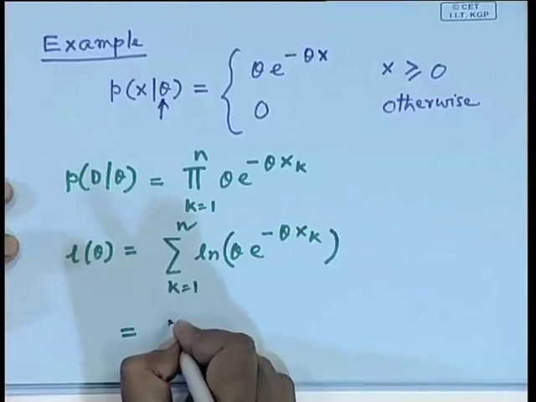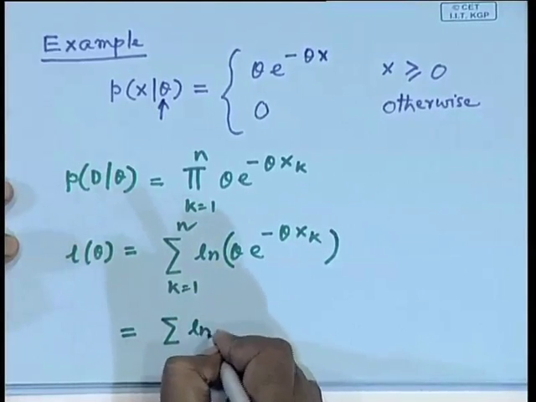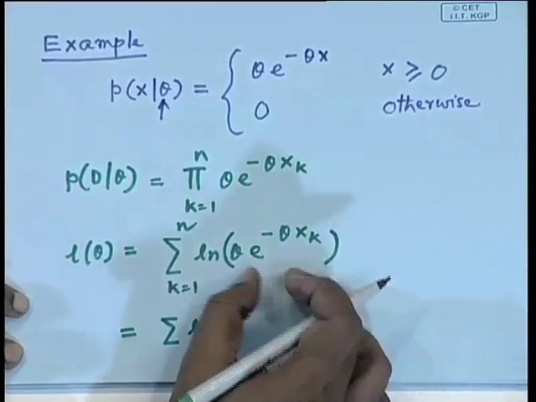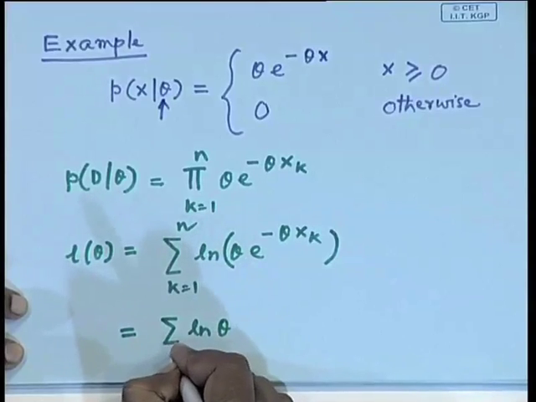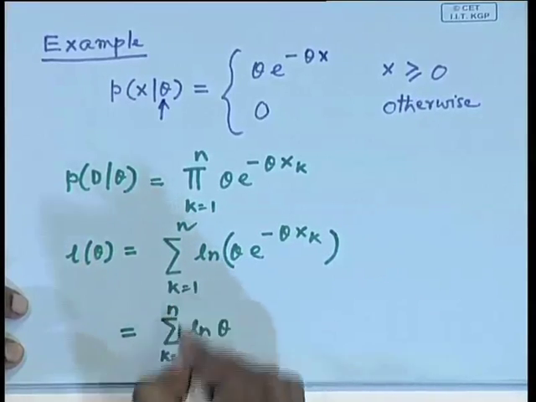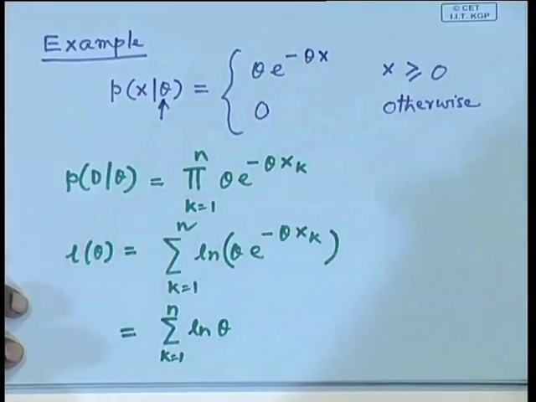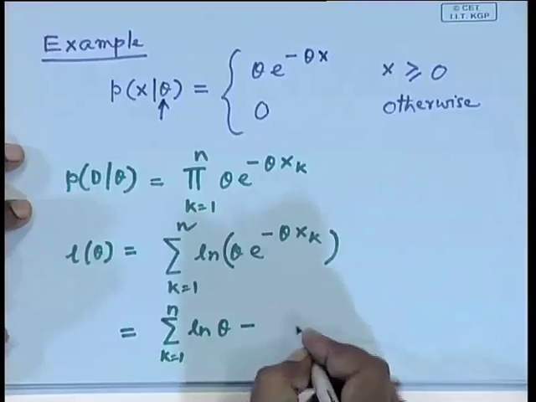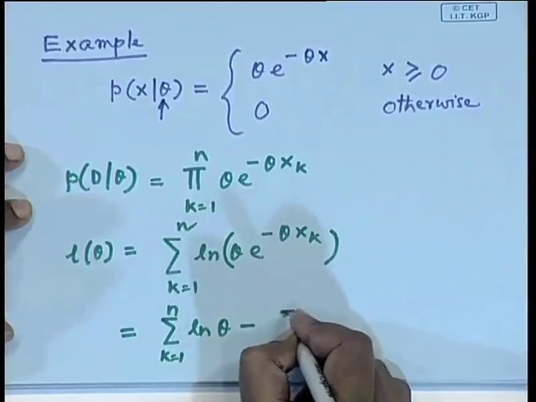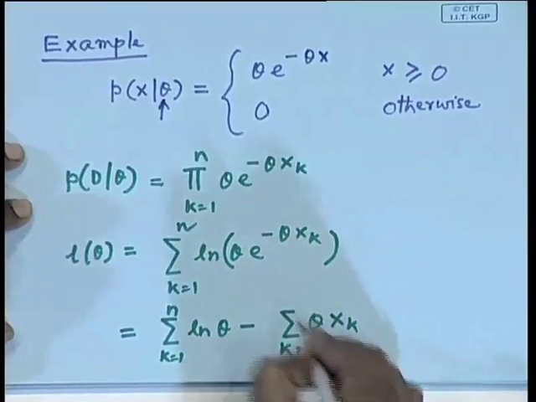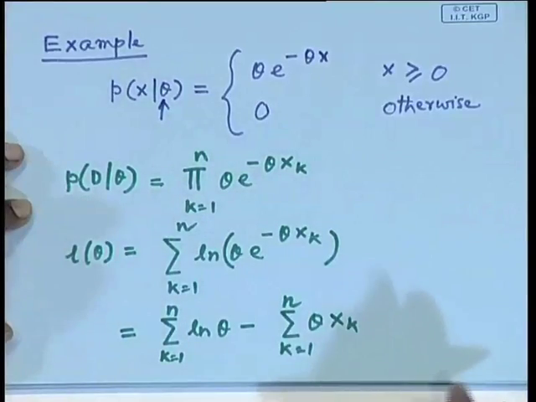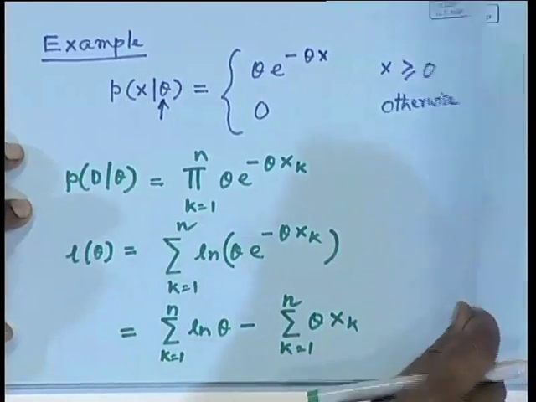This will simply be the sum of ln theta, because here again a product term will be converted into two summation terms. So, sum of ln theta, where k varies from 1 to n, and as before it is ln theta that will be added n number of times, because it is a constant term that I am adding n number of times. So, this minus the sum of theta x k, where k varies from 1 to n. So, this I can rewrite in the form.